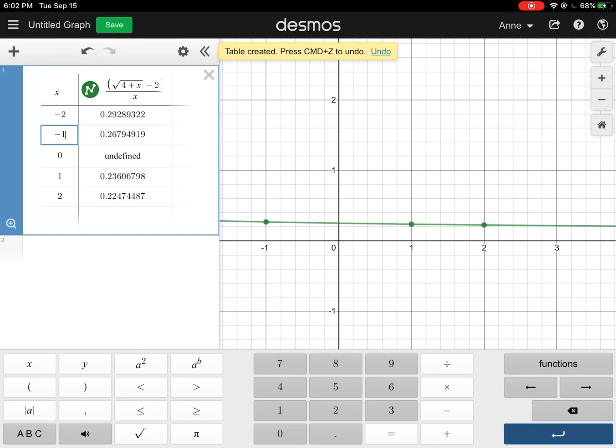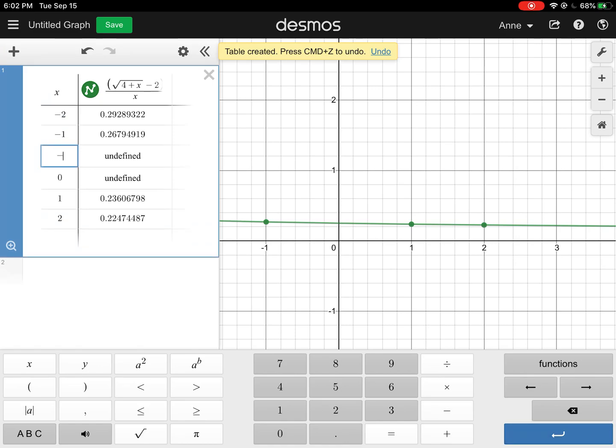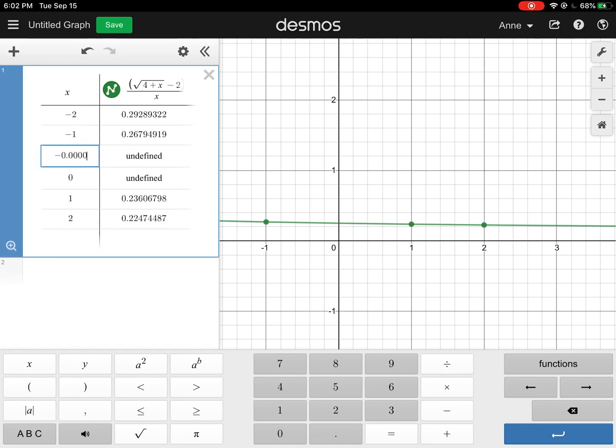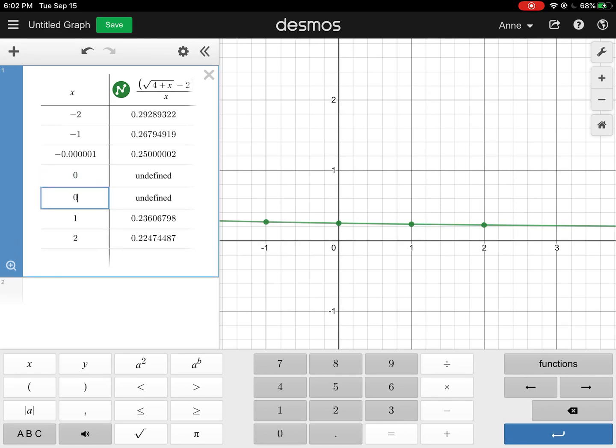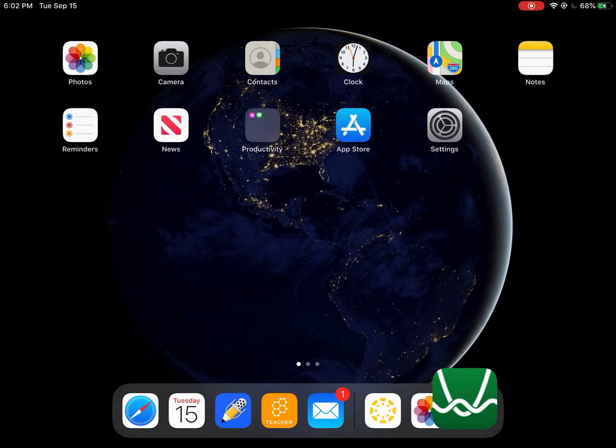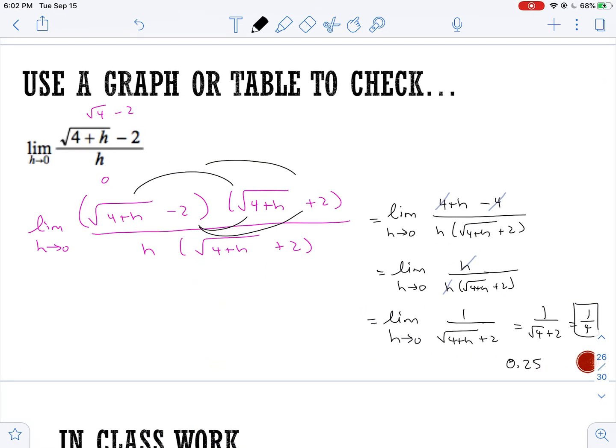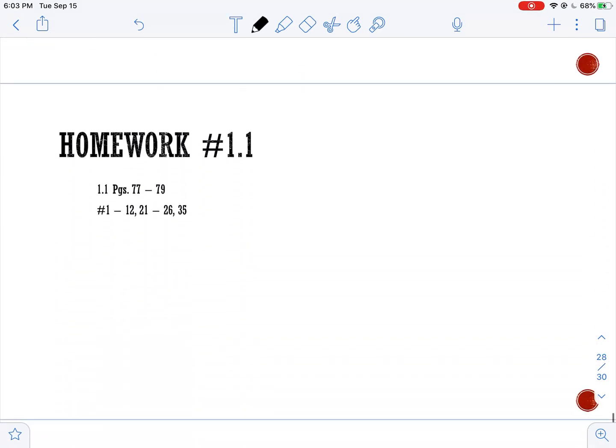Or if we go to our table, we want to know what's happening as I'm getting closer and closer to 0. So negative 0.00001, look, it's really, really close to 0.25. And if I'm bigger than 0, so 0.00001, again, those look like they're getting closer and closer to 0.25. So it looks like graphically and on the table, we did it algebraically correctly.